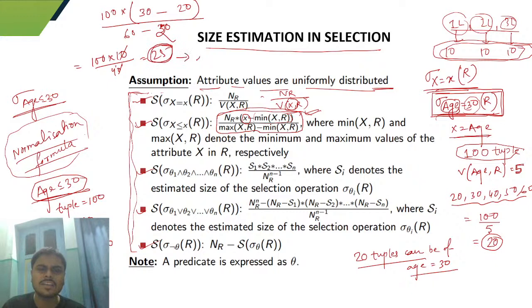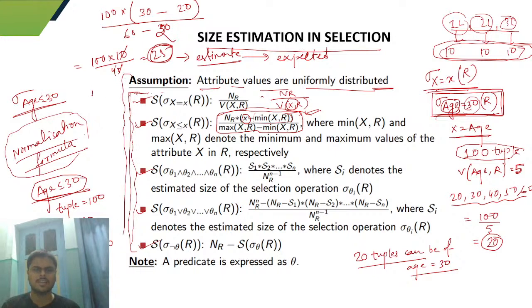This is actually an estimate. It can be more than that, it can be lesser than that also. But we are trying to achieve some expected value. The entire thing is derived from statistics. All the formulas are derived from statistics only.